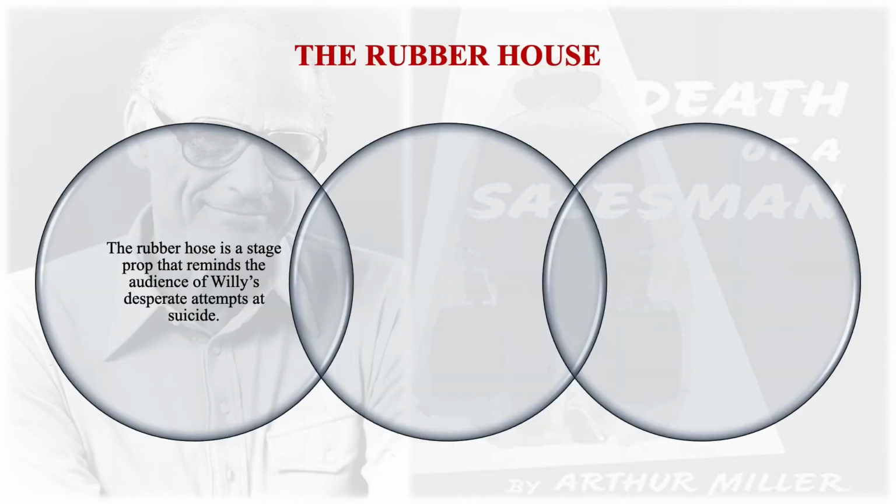The rubber hose is another symbol that is constantly used by Arthur Miller. It has grim connotations because the rubber hose was used by Willy to inhale gas, which is a reminder to the audience that Willy had even before attempted to commit suicide out of desperation. It is one of the most basic elements with which he must equip his home for his family's health and comfort. So it has a dual nature.